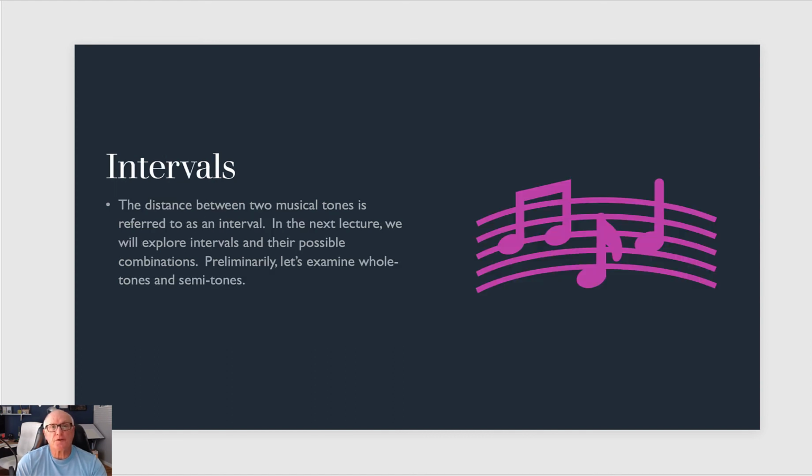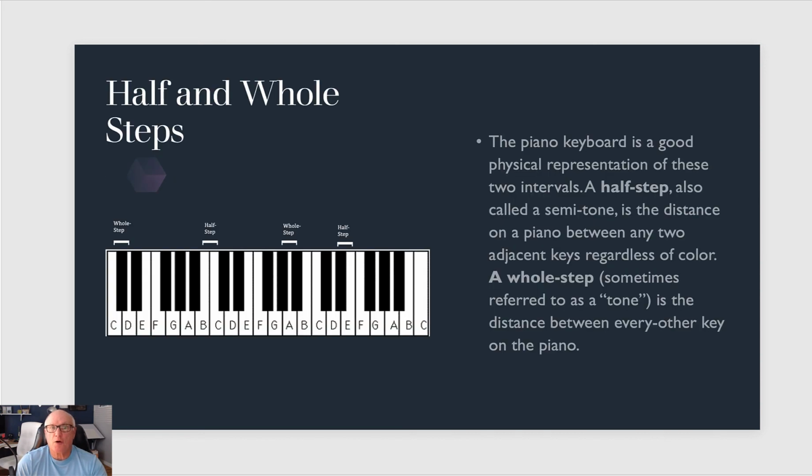And then intervals are very important. That's the distance between two musical tones. And in the next lecture, we'll explore intervals and their possible combinations. That is the secret to music theory. If you understand intervals and their inversions, you've got it. It's the key to the entire process. So preliminarily, let's examine whole tones and semitones, or half and whole steps. That's the term we'll use, the more colloquial version of it.